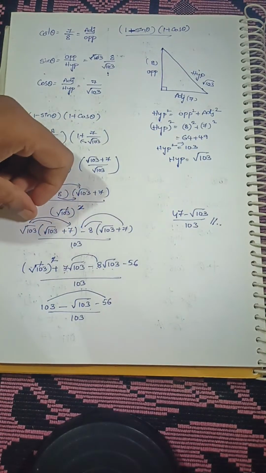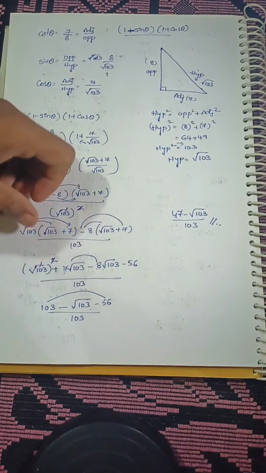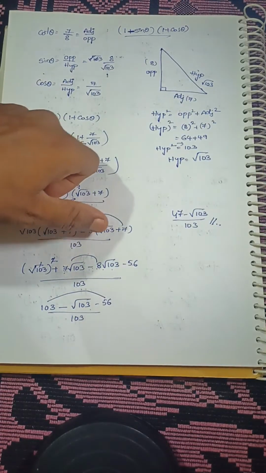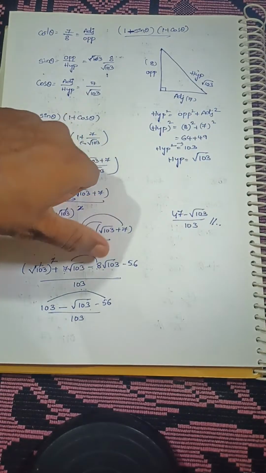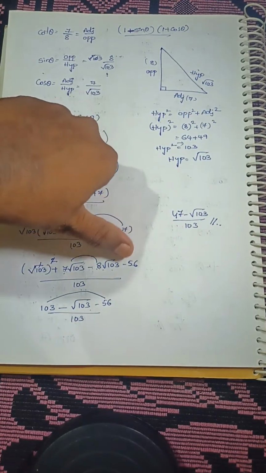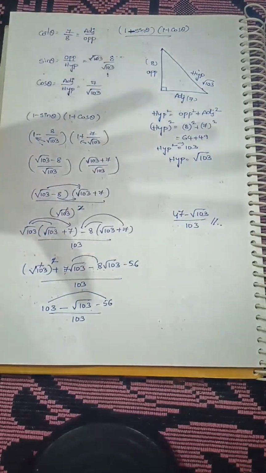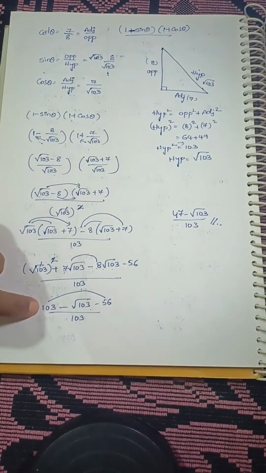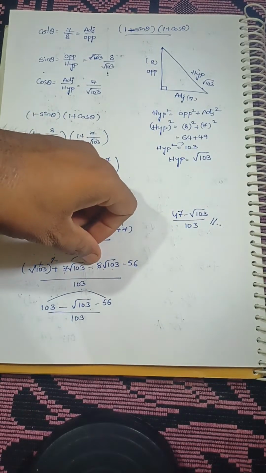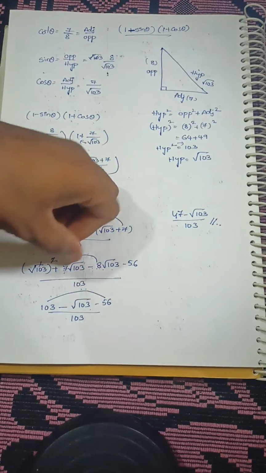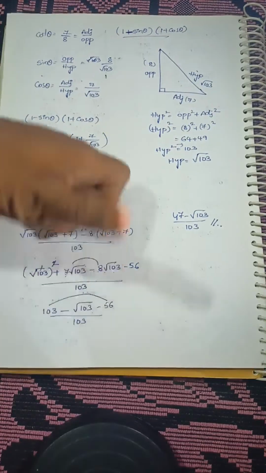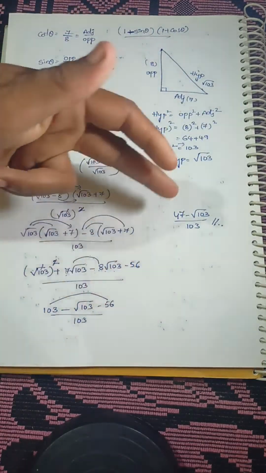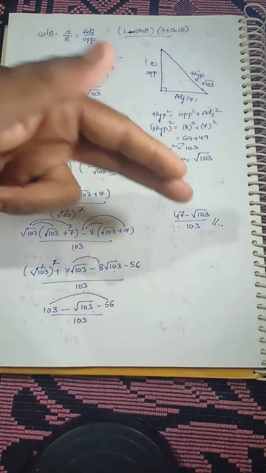See here, root 103 into root 103, 103 whole square, plus 7 root 103, plus minus 8 root 103, plus minus 8 sevens are 56. Here see, the square root will get cancelled, remaining is 103. This is minus 8 root 103, this is plus 7 root 103. Think, 8 minus 7 we are getting 1. Extra we are having 103. So 103 minus 56 is 47. 47 minus root 103.